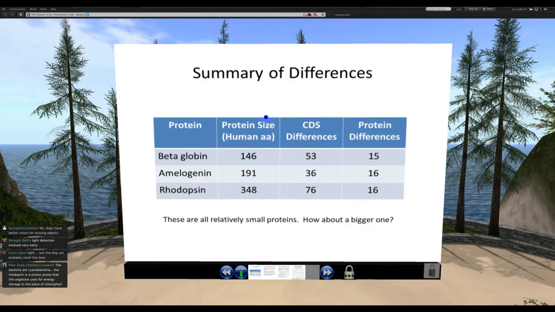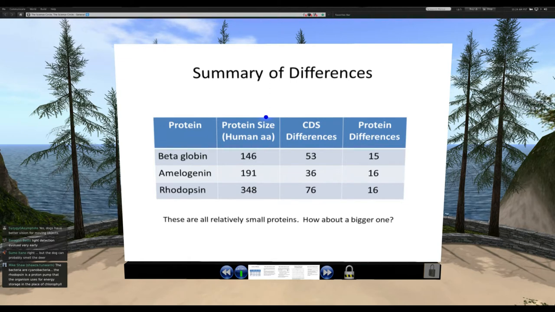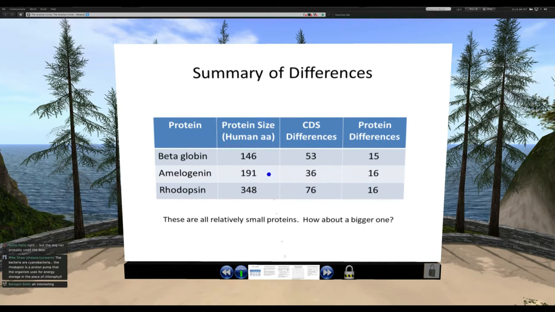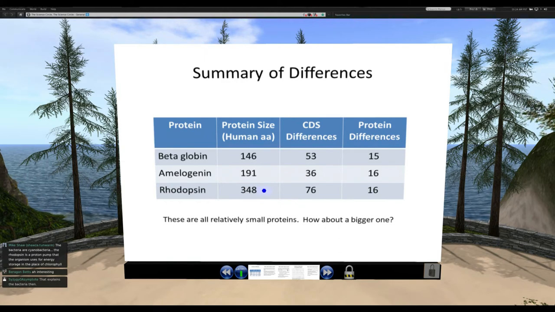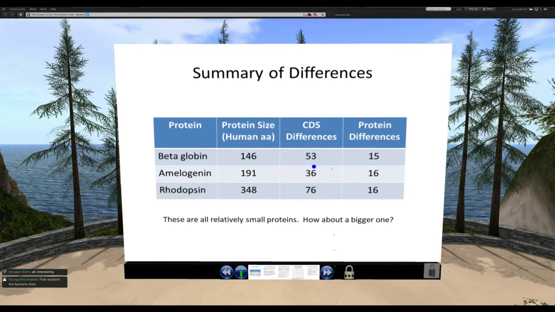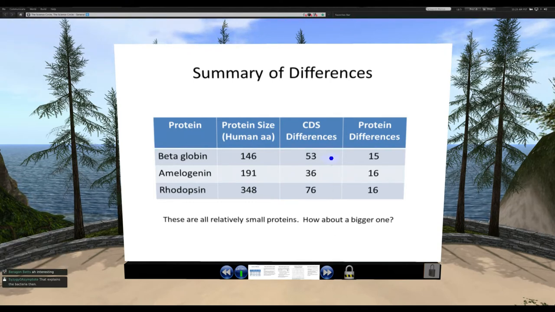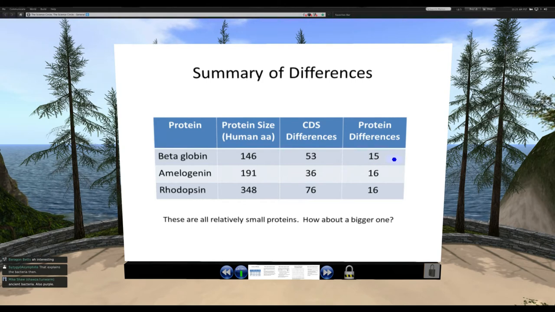So, why is this? Well, wait, let's back up. Let's just look at a summary of those differences to begin with. So, here you've got the three proteins. These are the number of amino acids in the protein. So, rhodopsin is about twice the size of the other two. And these are the coding sequence differences, and these are the amino acid differences. And in each case, there are many more silent mutations than there are non-silent mutations.